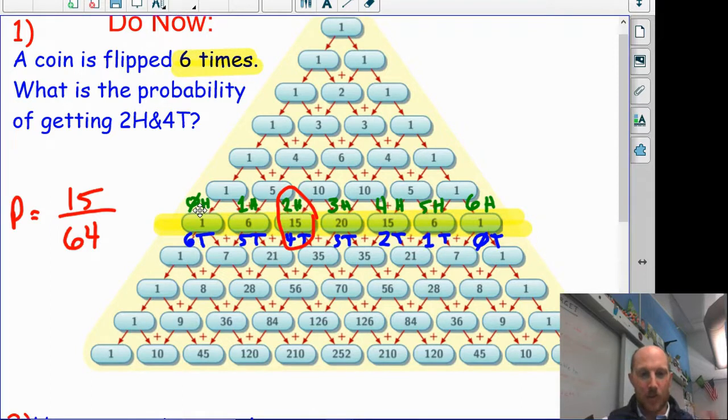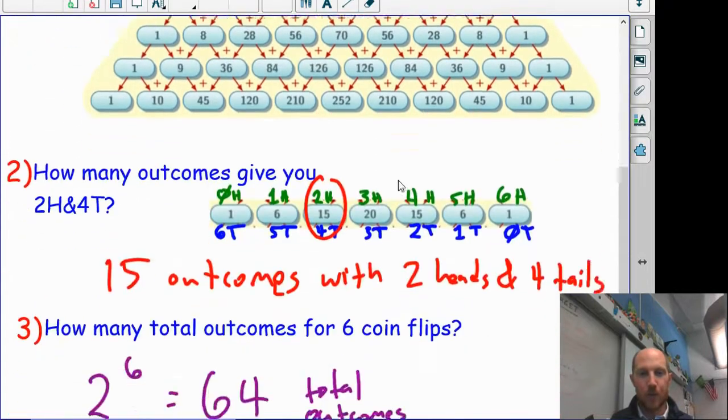It doesn't actually matter. But so 0 heads would be 1 outcome. Getting 1 head, there are 6 outcomes. Getting 2 heads, there are 15 outcomes. So 15 is the number of outcomes that give us that 2 heads and 4 tails. And then our probability would be 15 out of 64.